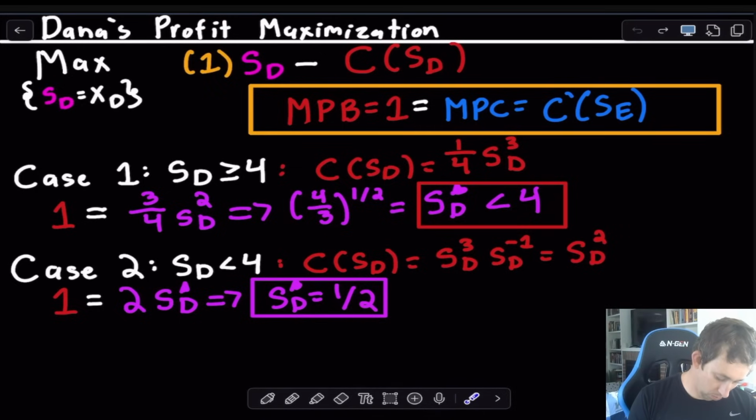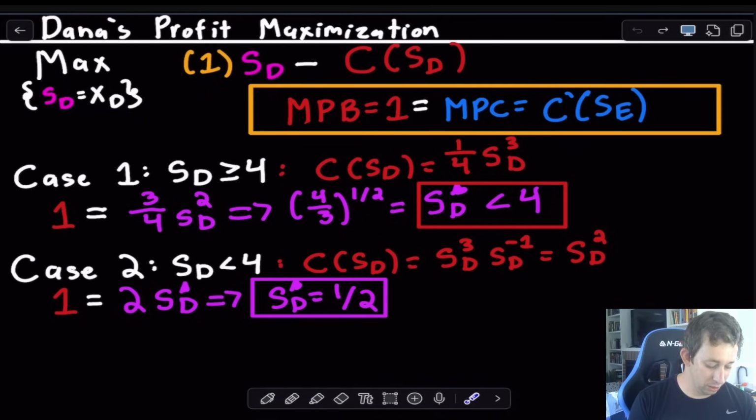So again, I'll start with case 1, where we assume that Dana produces at least 4 units. I'm going to go through the math, and I'm going to find that she's going to get 4/3 to the 1/2, which is going to be less than 4, which means again, I'm using the wrong cost function. So I'll go ahead and put in that other cost function, which was SD times XD to the -1.